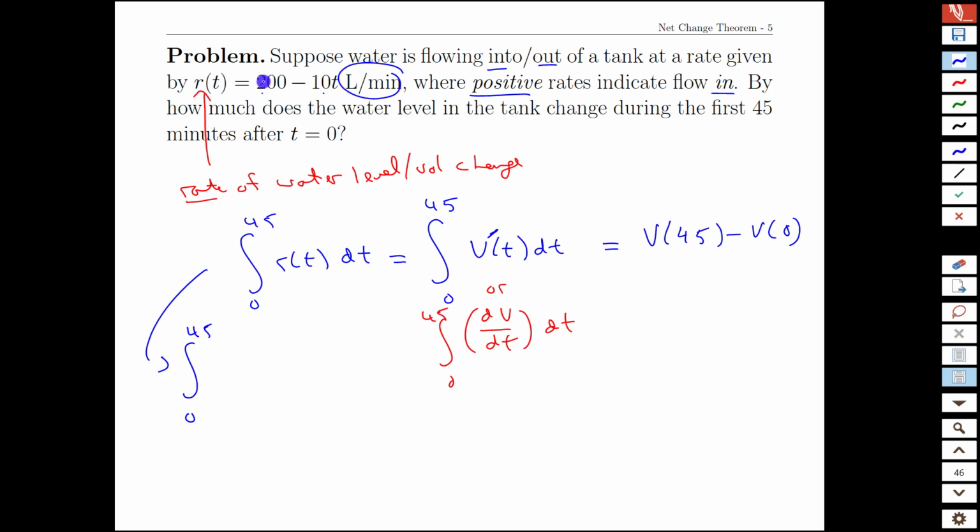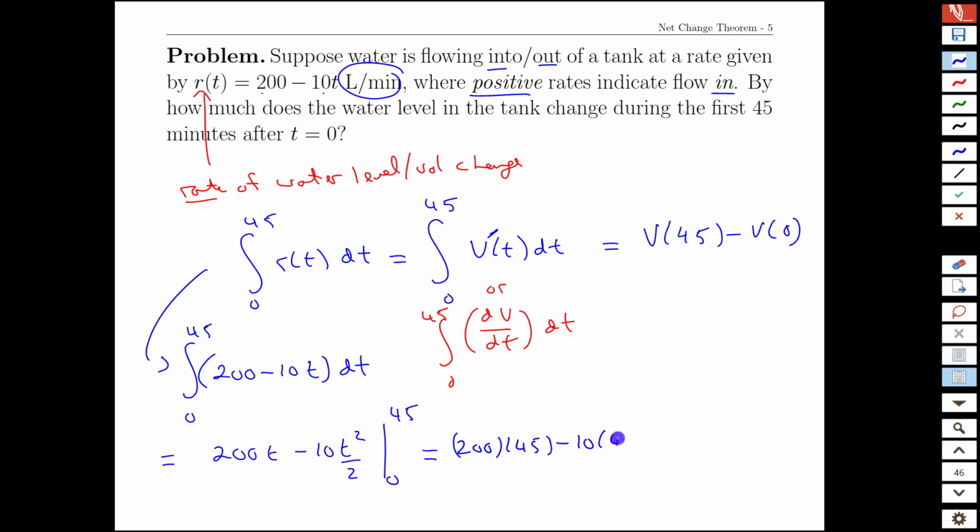So 0 to 45, the formula is 200 minus 10t dt. The dt is important. And then we can do our antiderivative, 200t minus 10t squared over 2, add 1 to the power, divide by the new power. And we sub in our 45 and 0. And that'll give us 200 times 45 minus 10 times 45 all squared over 2. And then fortunately minus 0 minus 0 minus 0. That's nice and easy. So we grab our calculator and we end up with a value of negative 1,125.